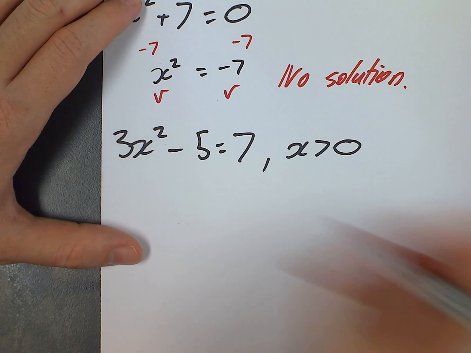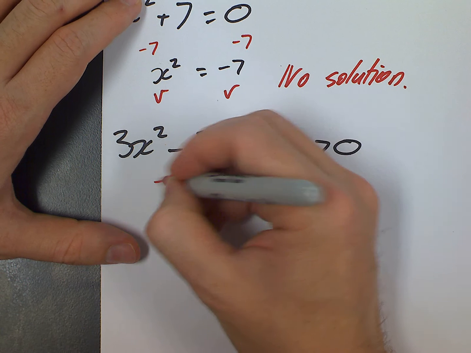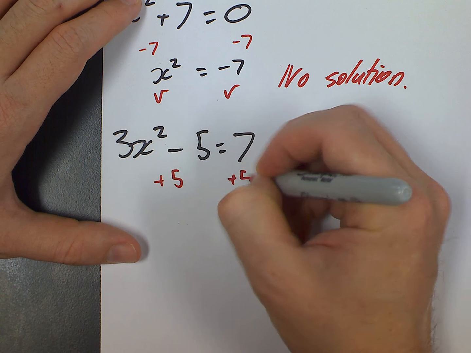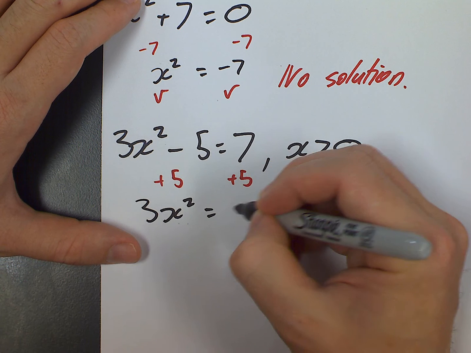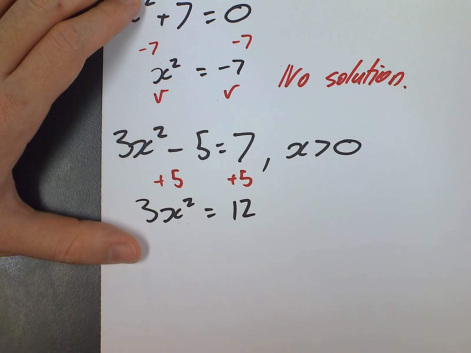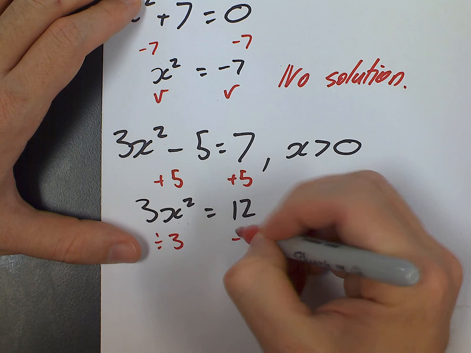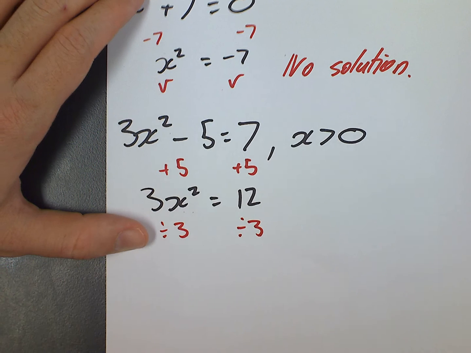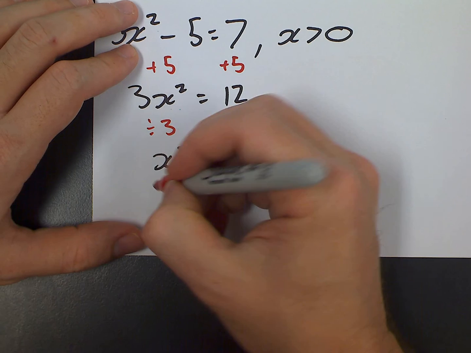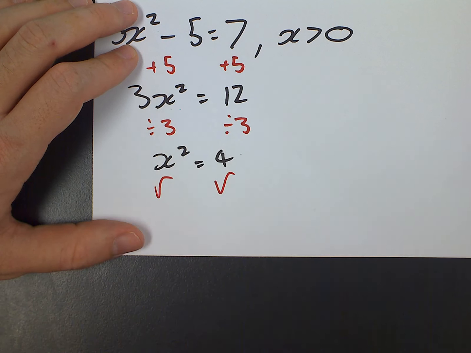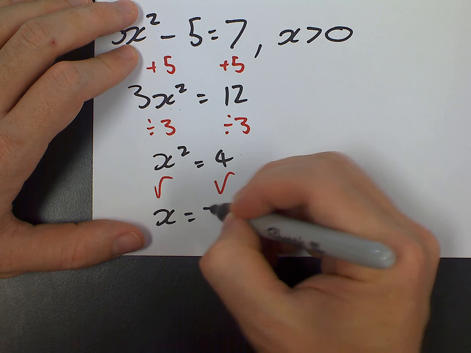So let's go through. We want to plus 5 to begin with, so it'll be 3x squared equals 12. Then divide both sides by 3, so that'll be x squared equals 4. And if we square root both sides, x will equal plus and minus 2.